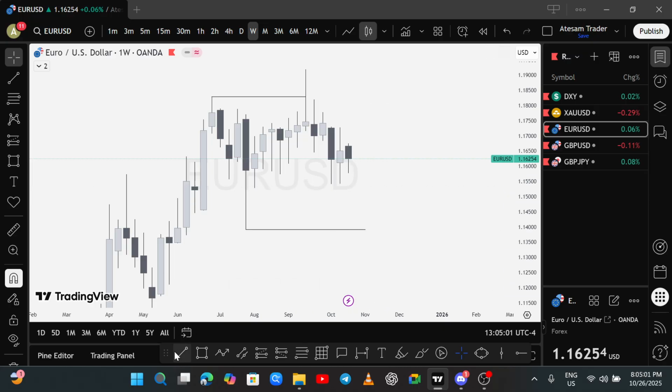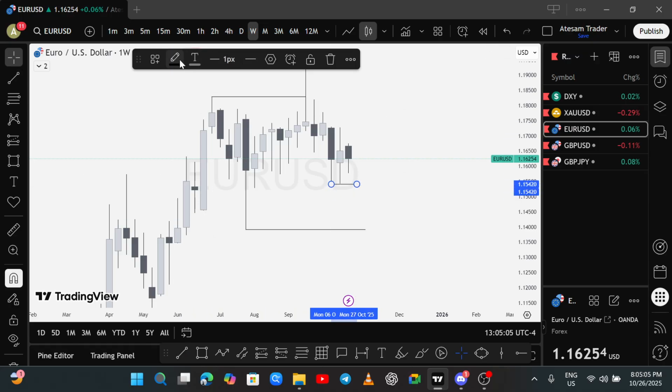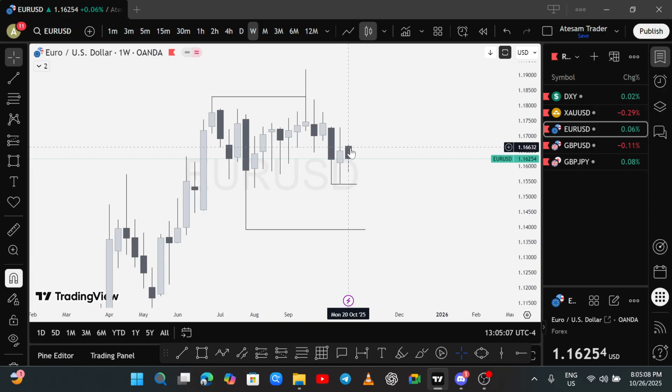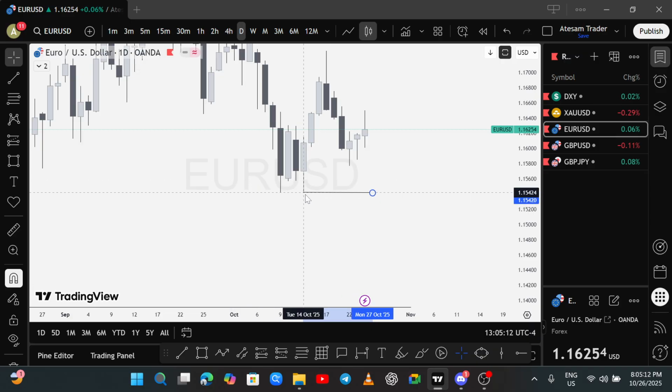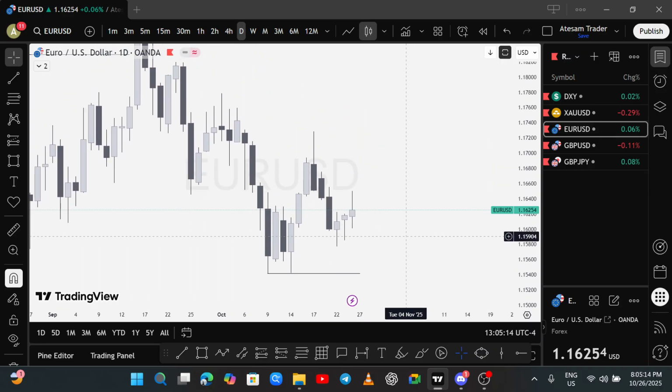We have these equal highs and equal lows, if you can see. This could be a nice target for the coming week. Okay, so what do we have on the daily? On the daily, if you see, these lows are nice drawn liquidity.